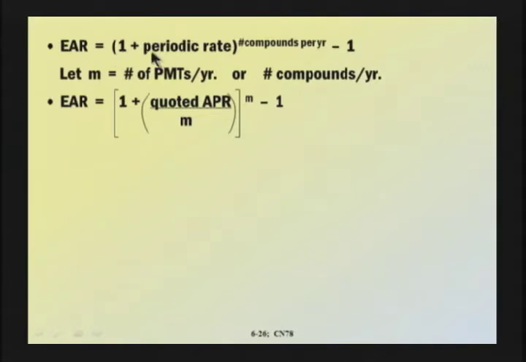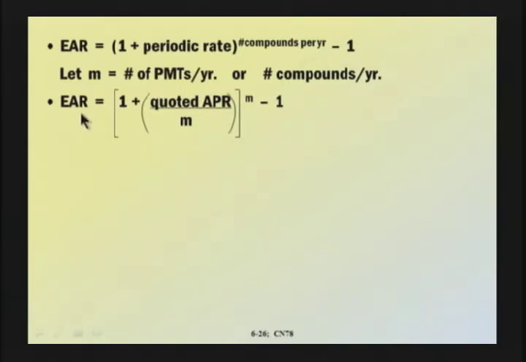So 1 plus the periodic rate is 1 plus the quoted APR divided by the number of periods per year. We compound that out however many periods we have during a year, and when I take the 1 off, that gives me the rate that I would earn over a 1-year period of time. So again, this is just a future value interest factor for a 1-year period of time. It's 1 plus the periodic rate compounded the appropriate number of periods during the year. So if I take the 1 off, that tells me the rate that I would have earned over the year.